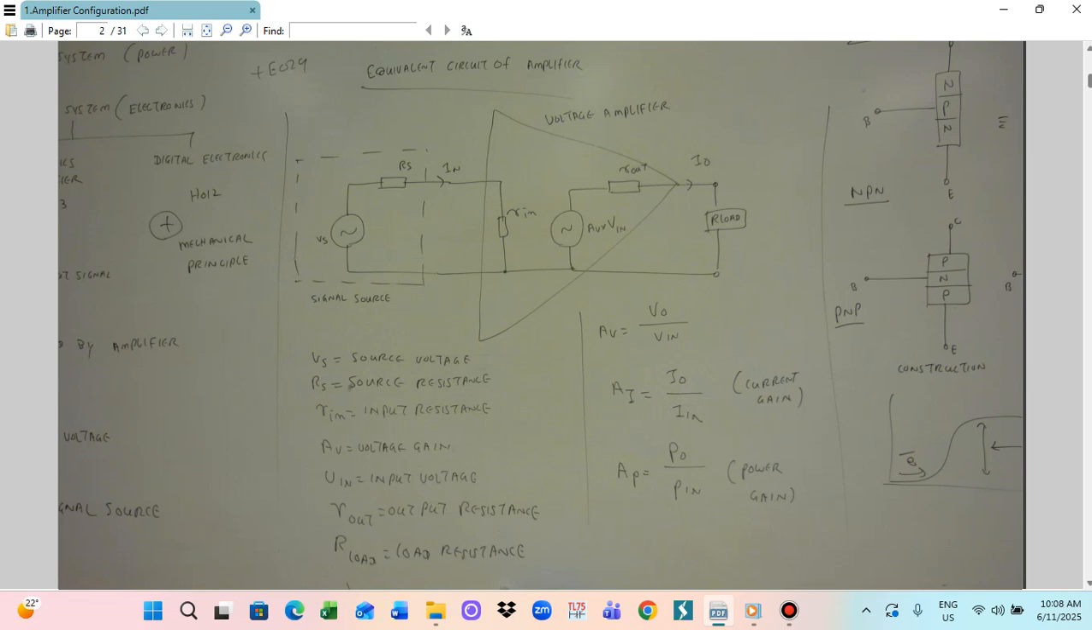So this is the equivalent circuit for the voltage amplifier. For the amplifier we can also calculate the voltage gain. AV can be calculated as V out divided by V in. Similarly the current gain AI can be calculated as I out divided by I in. This current is the I out, and this current is the I in. Also the power gain AP is P out divided by P in. So AI means the current gain, and AP means the power gain.